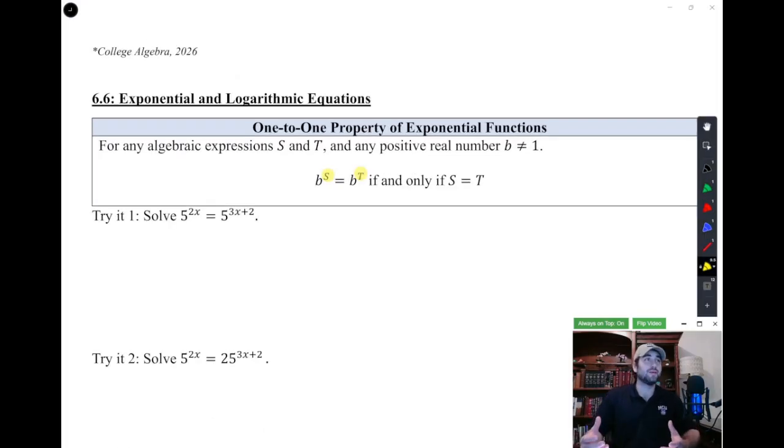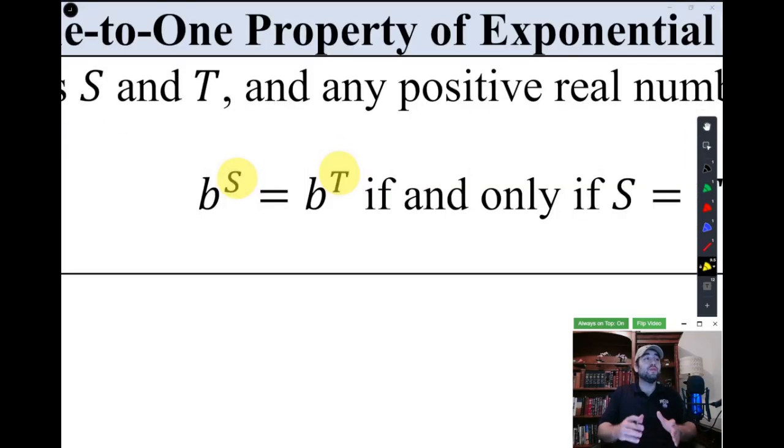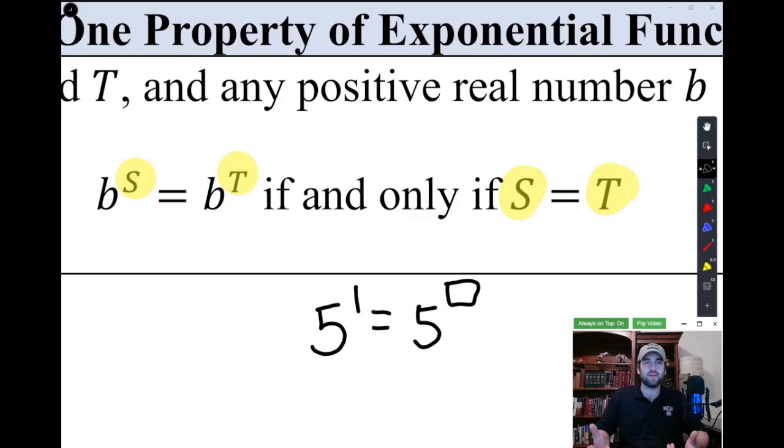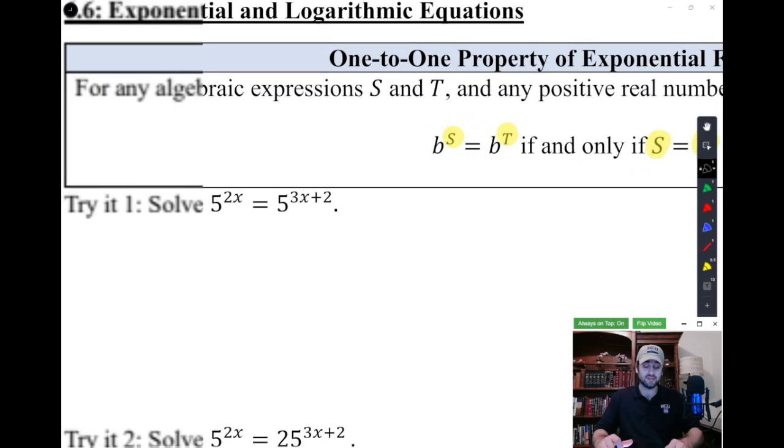So we're going to start this chapter with the one-to-one property of exponential functions. It says that the only way for these two exponential functions to be equal is if s and t are the same. And that kind of makes sense. If I wrote 5 to the 1 equals 5 to the what, there's only one thing that makes that true. It would be 1. So it's a maybe obvious property, but one we can use to our advantage a lot.